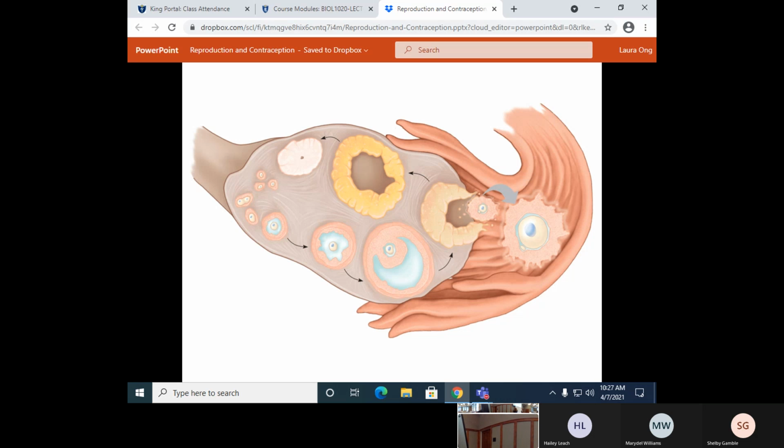And then at puberty, when certain hormones start to be produced in young girls going through puberty, hormones will promote further development and growth and maturation of the eggs and the follicles.